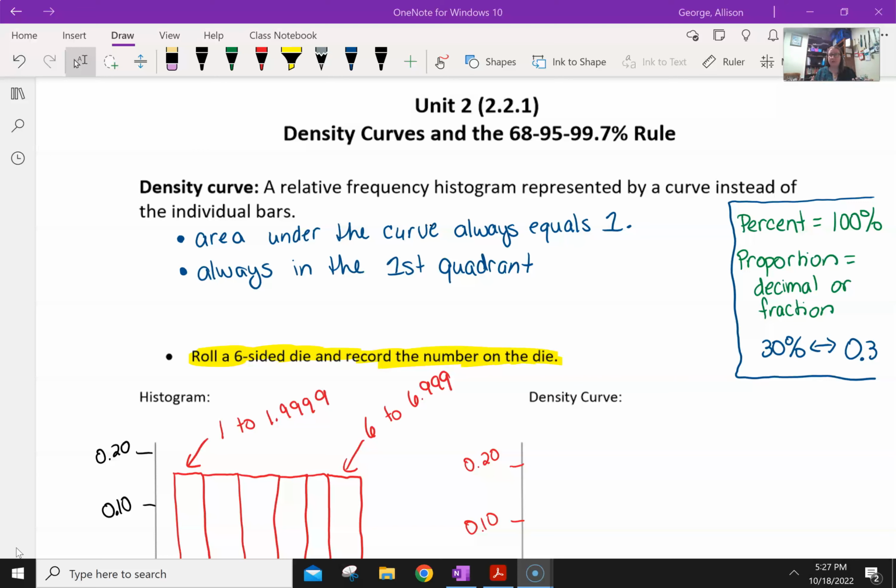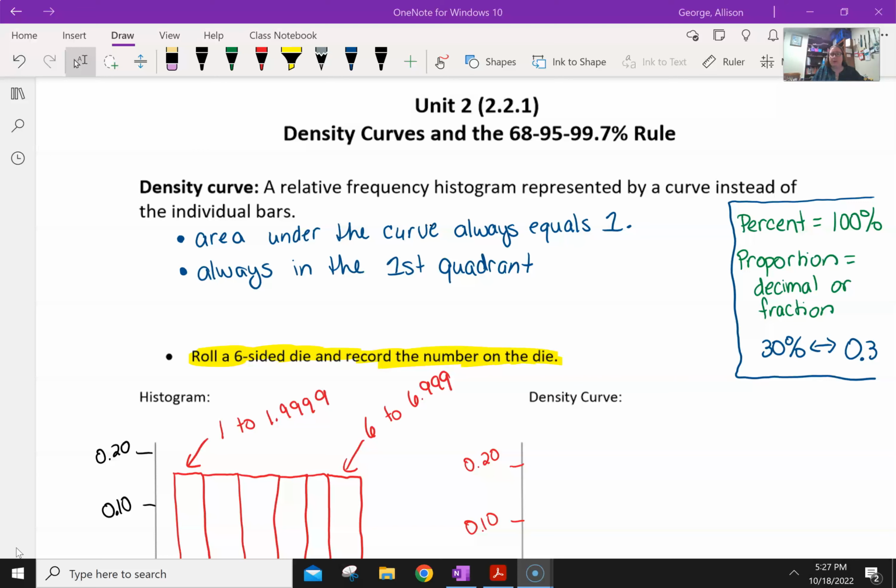So a couple things you want to know about a density curve. The area under the curve is always equal to 1. And the ones that we're going to draw are always in the first quadrant. Some folks that have either had AP Calculus or are going to take it later, you'll be dealing with these density curves in other places on the coordinate plane. For us, we're just dealing with the first quadrant.